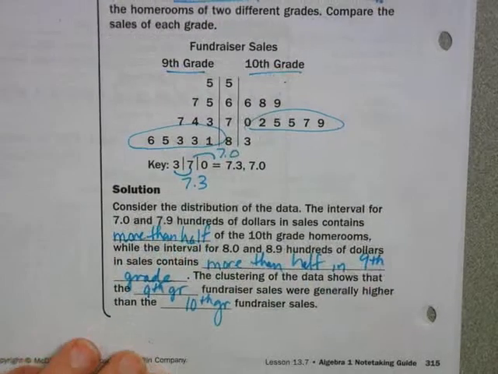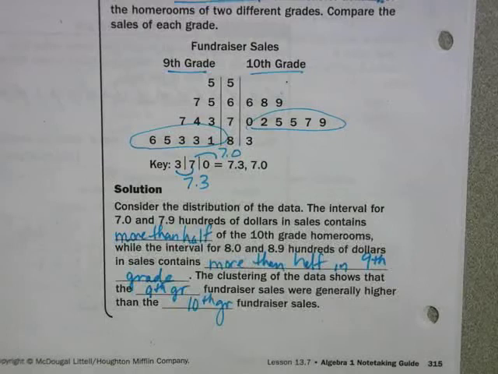So the point of a stem and leaf plot is just to be able to give it a quick glance and be able to make a determination easily, as opposed to having all those numbers listed all over the place. It would be a lot harder to determine which one sold more.